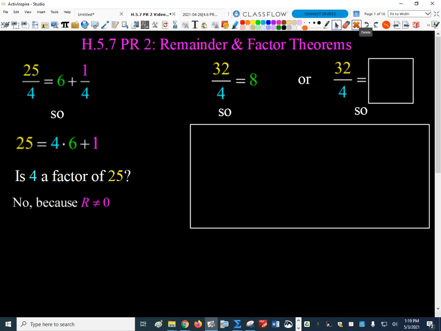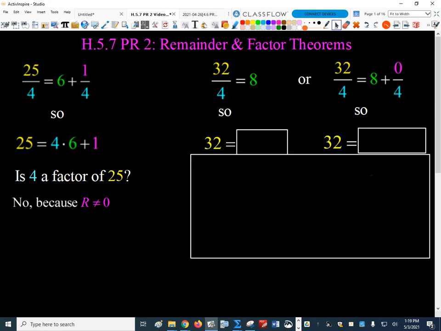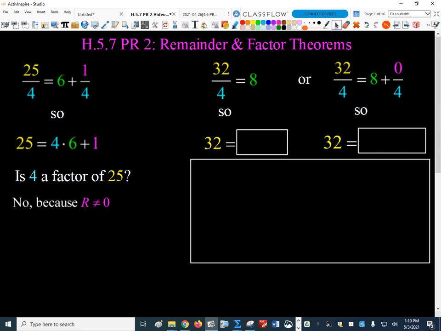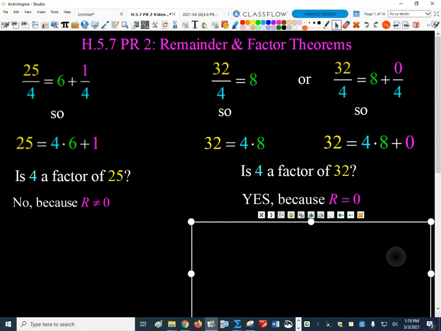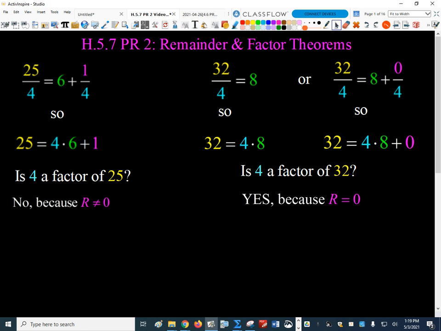Right? Or if we wanted to write it with a remainder, which would be kind of silly, we'd write it like that: 8 plus 0 over 4. 0 remainder. Okay? So then 32, if I multiply through by 4 to clear the fractions in both cases, just looks like that: 4 times 8 plus 0, right? Is 4 a factor of 32? It is, and we know it is because in this case, r does equal 0. The remainder is 0.